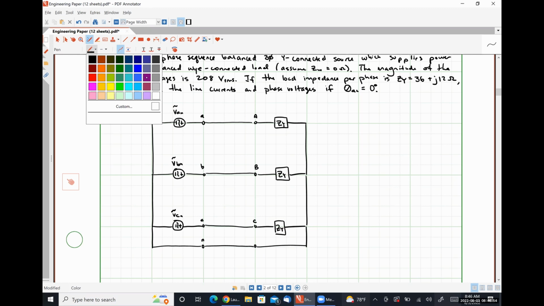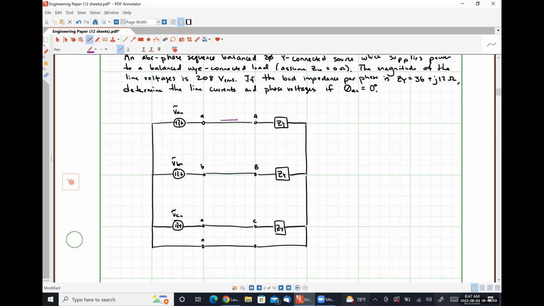We are asked to determine the value for our line currents, IAA, IBB, and ICC. We are asked to determine the value of our phase voltages. So I'm going to do that over here. Technically, we're going to have to figure out what V lowercase an and V lowercase bn and V lowercase cn are as well, because we were not given those pieces of information. And those are also phase voltages.